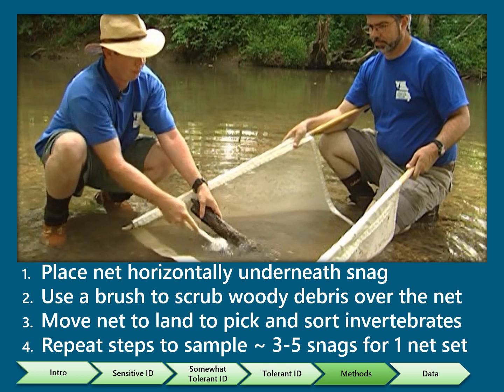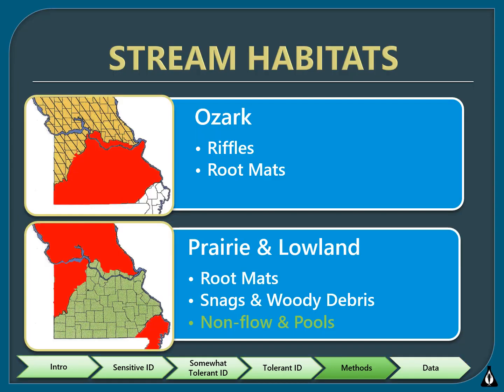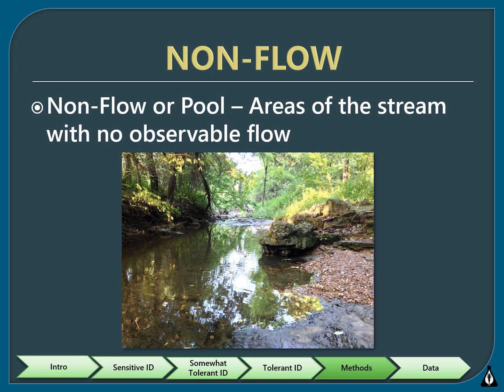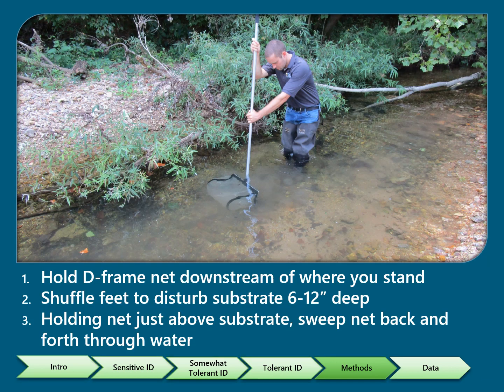3 to 4 pieces of small woody debris, like the one in this photo, are needed for a single net set. If no other habitats exist in your monitoring site, you can sample in pools or non-flow areas. When sampling in a pool, the flow of water is improvised by shuffling backwards and trailing the D net in front of you to catch the invertebrates. A D-frame net is required if sampling non-flow areas.